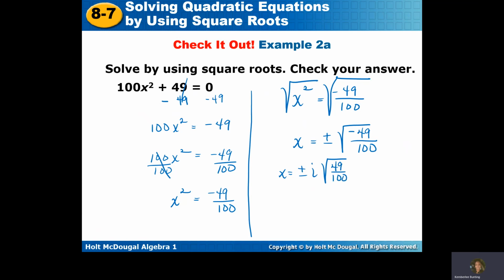Okay, cool. Y'all know that the square root of 49 is what? And if you don't know, you have a calculator in front of you. 7. And the square root of 100 is what? 10. So this is going to be x equals plus or minus 7 over 10 i. And that's it. And remember, we have, of course, simplified our radical accordingly. I just kind of skipped over that step.